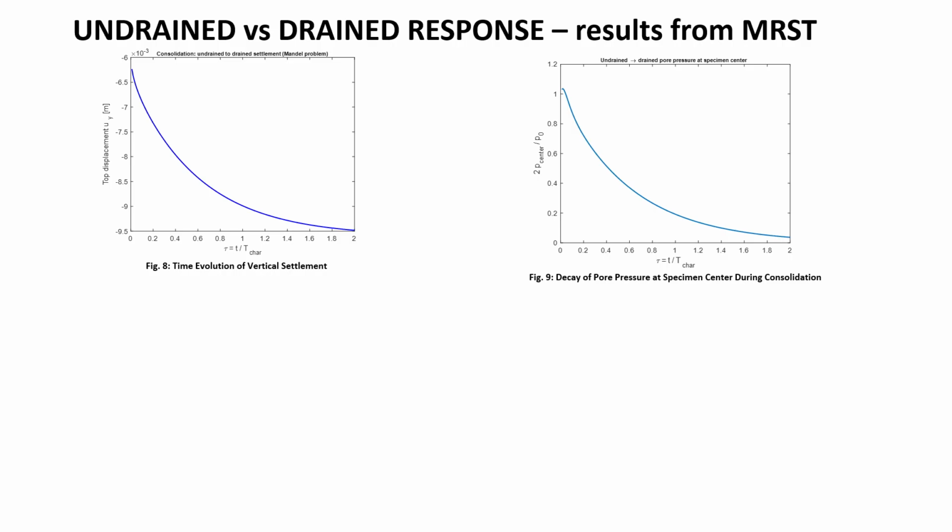In the next figure, I'm showing the center pore pressure versus dimensionless time. Again, the x-axis still represents the dimensionless time scale. On the y-axis, we represent a normalized pore pressure at the center of the slab. Values near 1 equate to a higher pore pressure, which is the undrained condition, and values near 0 are the drained conditions, where pore pressure approaches 0.